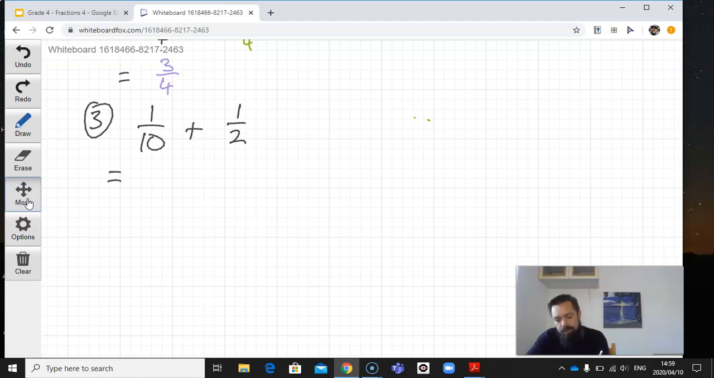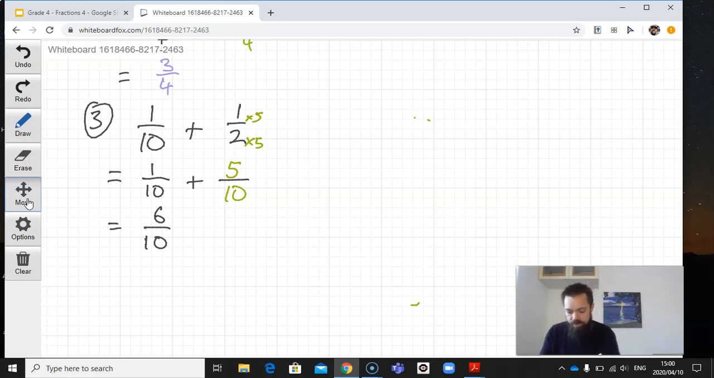I quite like laying everything out before I even start writing things down. I have noticed that this 2 could be times by 5 to make it a 10, which means I've got to do the same to the top. So on the right, I get 5/10, and on the left, unchanged, 1/10. Denominator doesn't change. 1 plus 5 is 6. There we go. Number 4, you're going to try on your own.